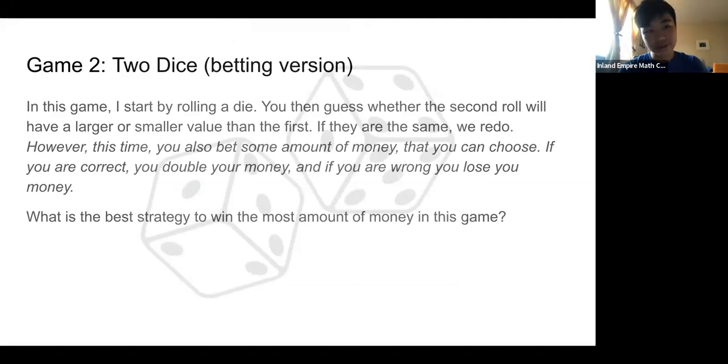You guess whether the second roll will be larger or smaller than the first. If you're correct, you'll double your money, so you'll make more money, and if you're wrong, you'll lose your money. So what is the best strategy to win the most amount of money in this game?